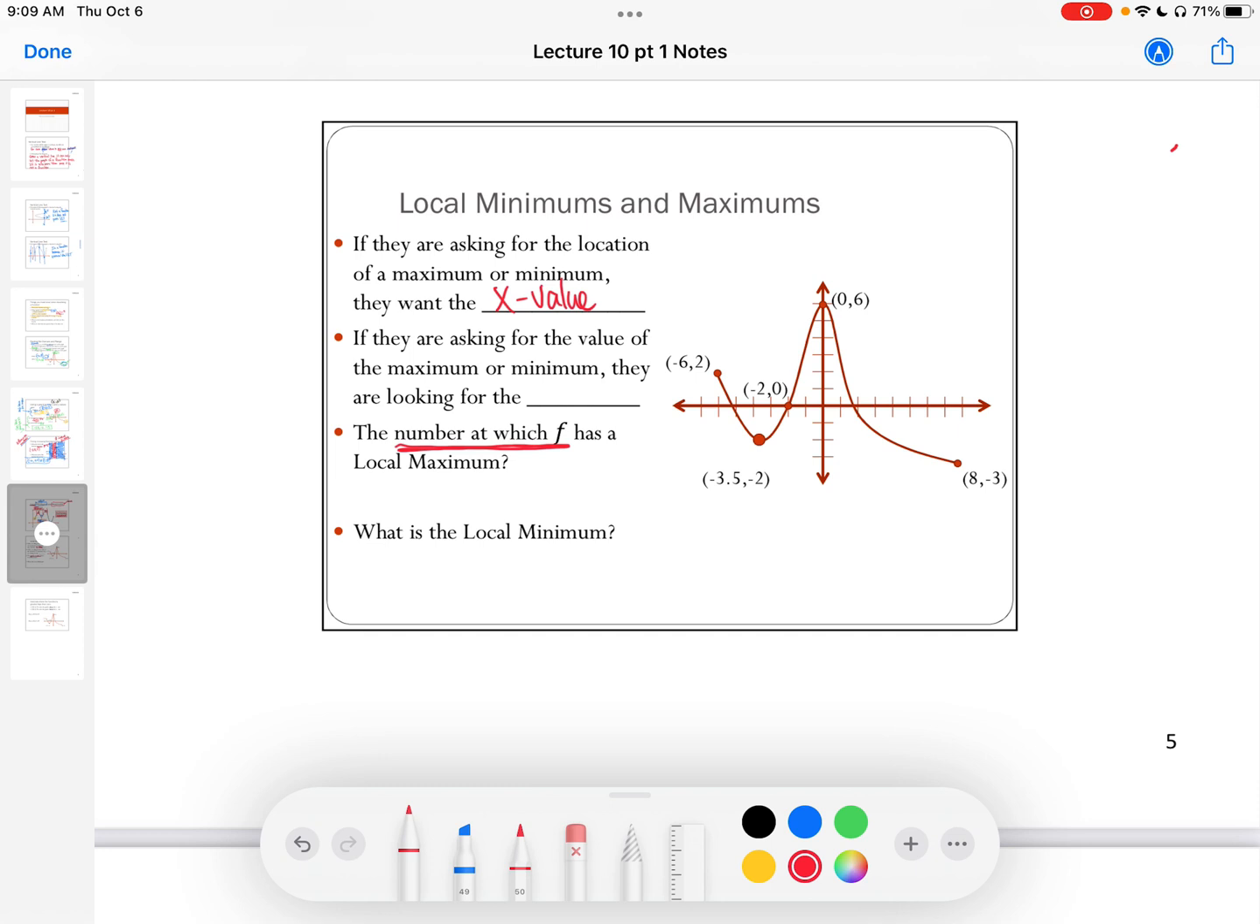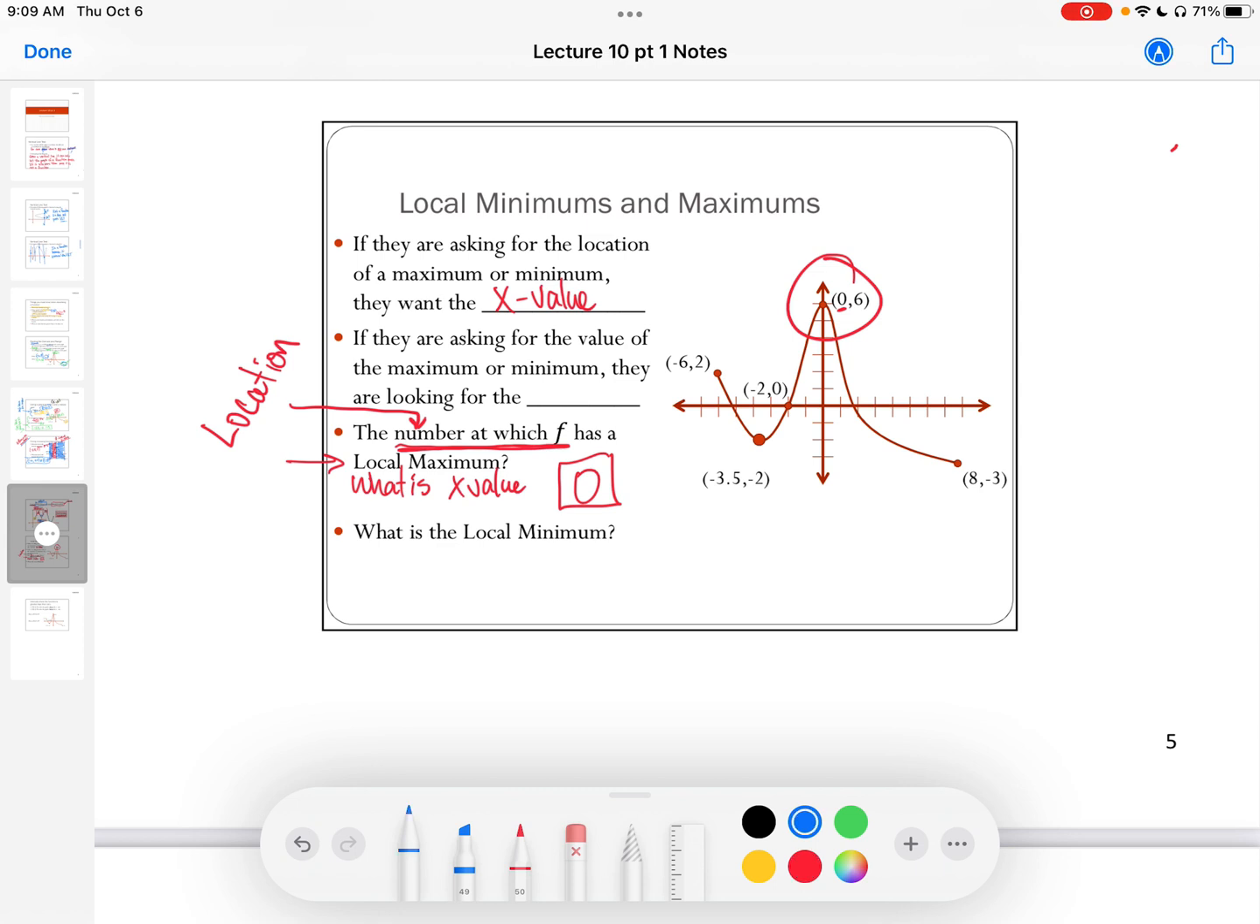First, identify what your local maximum is. Well, if I'm looking at this picture here, that right there is the only local maximum that I have. And since they ask for the number at which, and that's how they ask for the location, that means that they want to know what is my X value. So this is asking me what is the X value at the local maximum. Well, that would be a 0. And that's your answer. Okay?